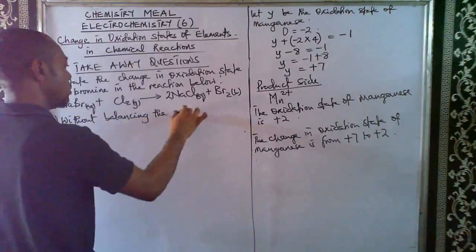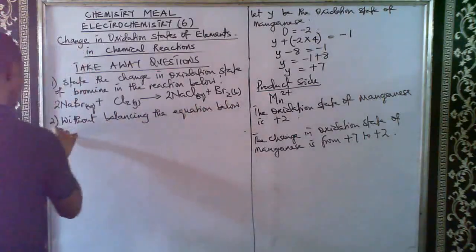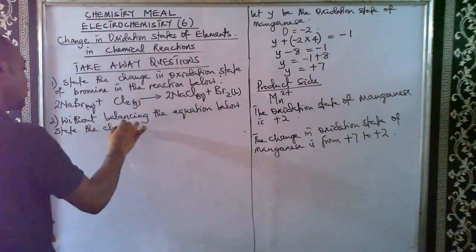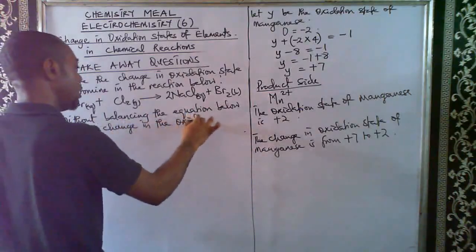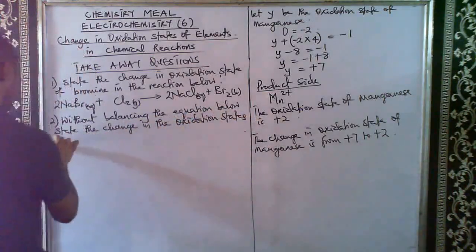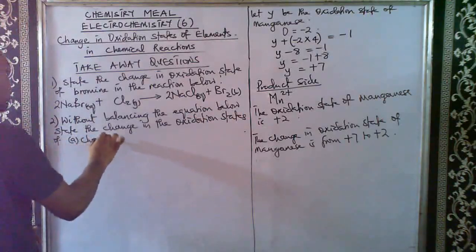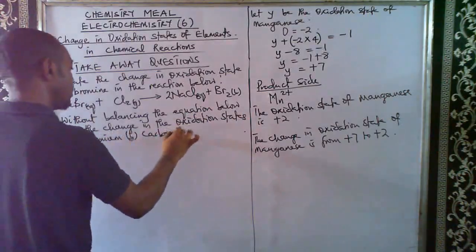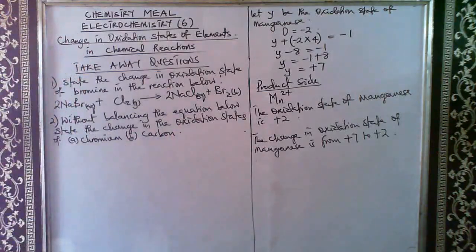Then question number 2, without balancing the equation below, state the change in the oxidation states of A, chromium, B, carbon. So let's state that.